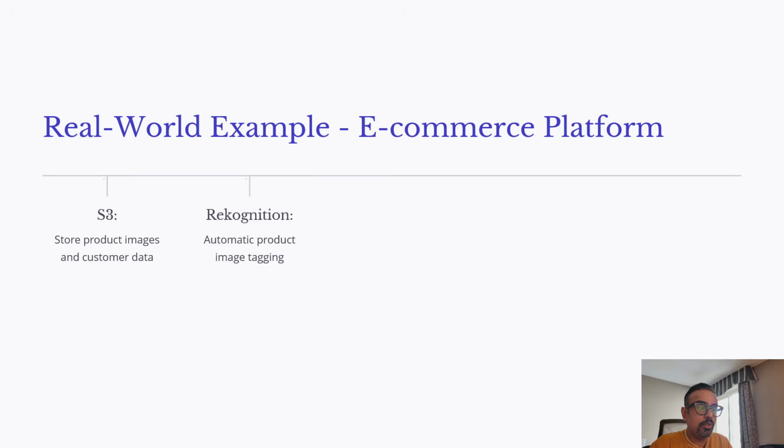Then comes Rekognition. Rekognition provides automatic product image tagging. When sellers upload product photos, Rekognition automatically detects the objects, colors, and attributes like a red sneaker, wooden furniture. This creates searchable metadata without manual tagging and improves product discovery. Then SageMaker powers a custom recommendation engine. Pre-built recommendation systems can't capture the platform's unique user behavior patterns, so a data scientist or machine learning engineer would use SageMaker to train a personalized model on browsing history, purchases, and seasonal trends. The model deploys to a real-time endpoint serving recommendations.